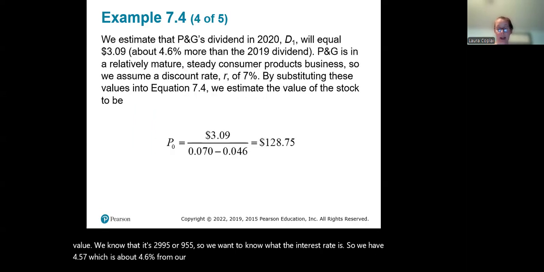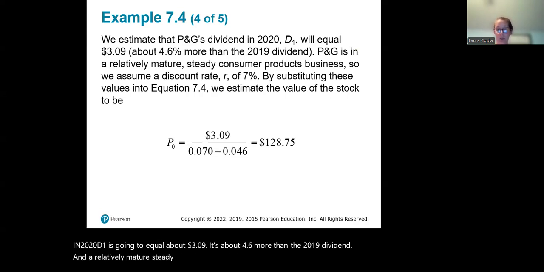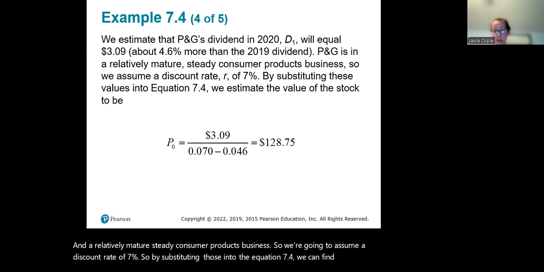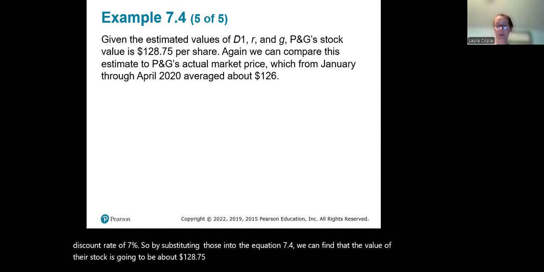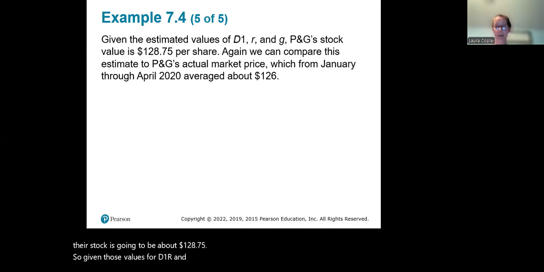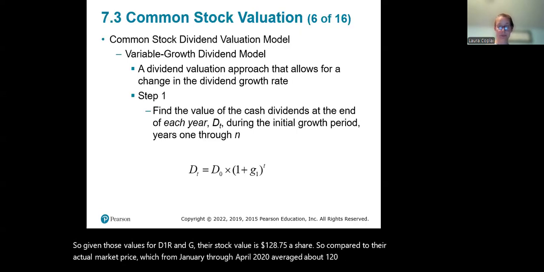So we're going to estimate that the dividend in 2020, D1, is going to equal about $3.09. It's about 4.6% more than the 2019 dividend. And for a relatively mature, steady consumer products business, we're going to assume a discount rate of 7%. So by substituting those into equation 7.4, we can find that the value of their stock is going to be about $128.75. So given those values for D1, R, and G, their stock value is $128.75 a share. So compare it to their actual market price, which from January through April 2020 averaged about $126.